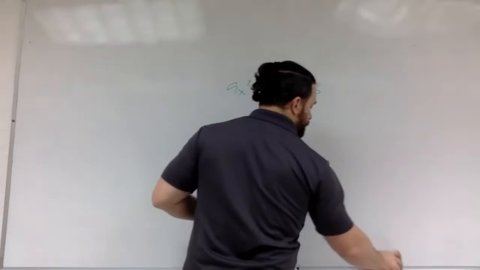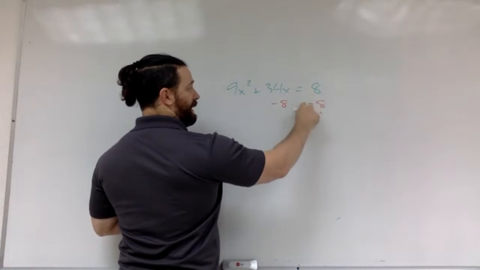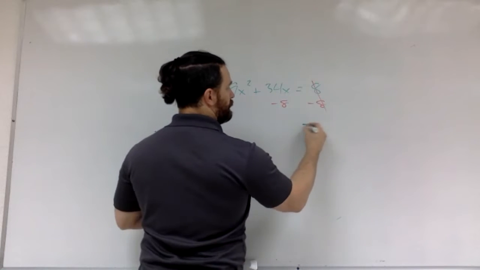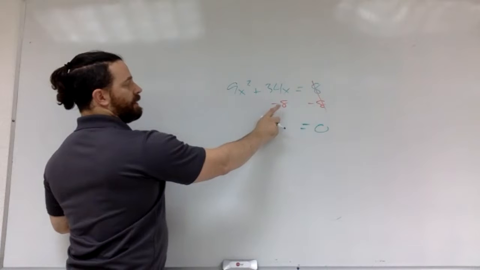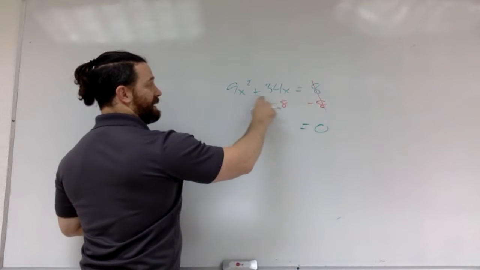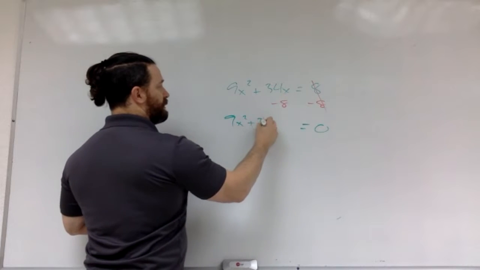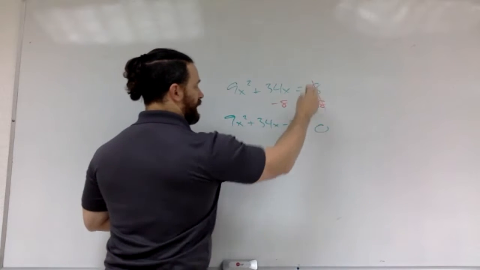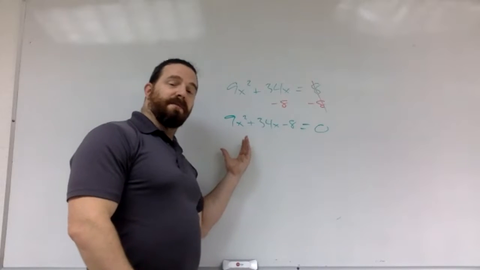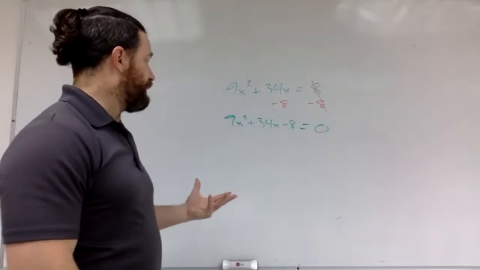So I'm going to subtract 8 from both sides of the equation. That way 8 minus 8 makes 0. Those cancel out. And over here, since the 8 doesn't have a variable, you can't subtract it from any of these because these have variables. So you're going to be left with 9x squared plus 34x minus 8. Once you have everything on the same side of the equation and it's set to 0, now we can decide how we're going to solve this.